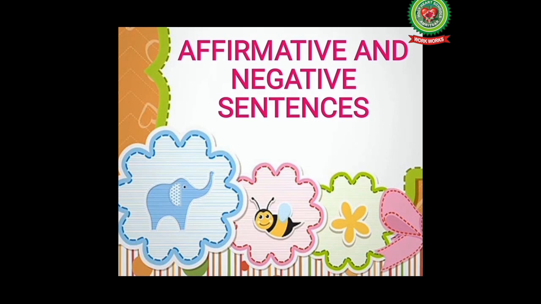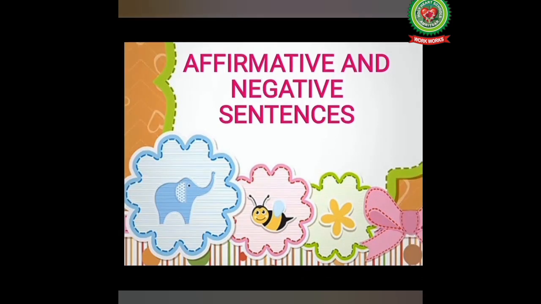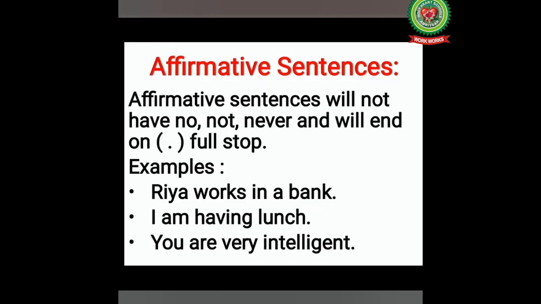After watching this video, you will be able to identify what are affirmative and negative sentences and how to convert affirmative sentences into negative and vice versa. Simple sentences are divided into two parts, affirmative and negative. Now the question arises, what are affirmative sentences? Affirmative sentences will not have no, not, never and will end on full stop.